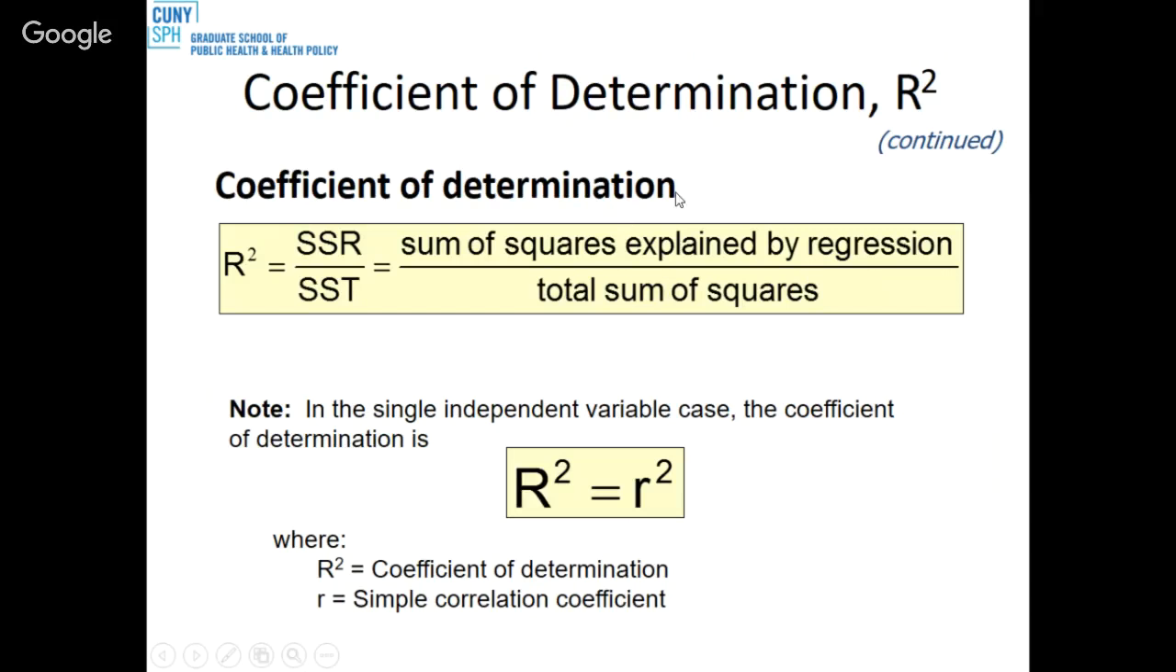So here's your definition of R squared. The sum of squares explained of the predictions, or that explained by the regression, divided by your total sum of squares. In the single variable case, so simple linear regression with just one x, then R squared is equal to the square of the Pearson correlation coefficient. That's only the case in this single predictor case.